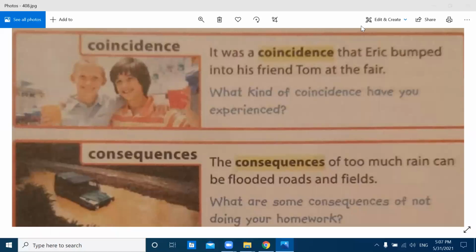Hello guys, we're going to start today with the vocabulary words for the week. The first word is coincidence. It was a coincidence that Eric bumped into his friend Tom at the fair.